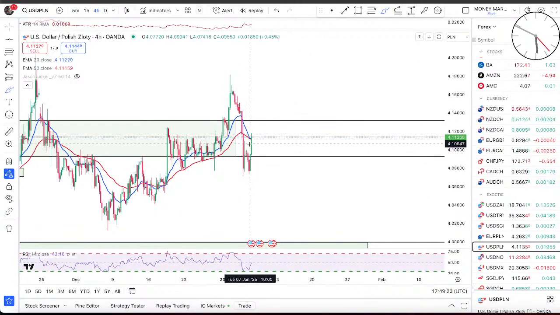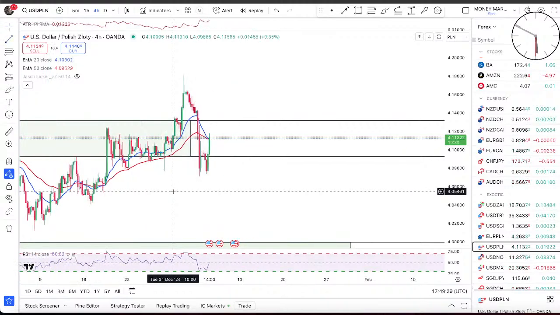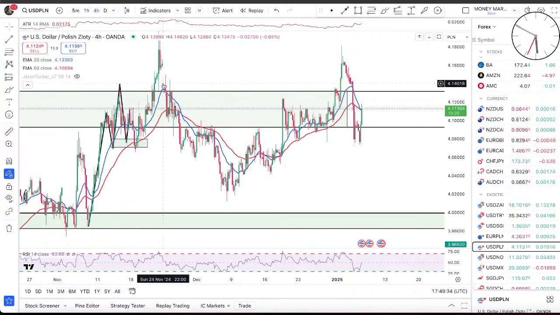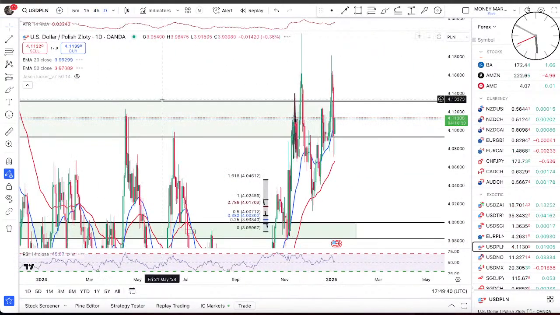On this platform, below 50 EMA, that looks like not a head and shoulder. That is a head and shoulder. That can be taken as well. Let's see on a higher time frame.